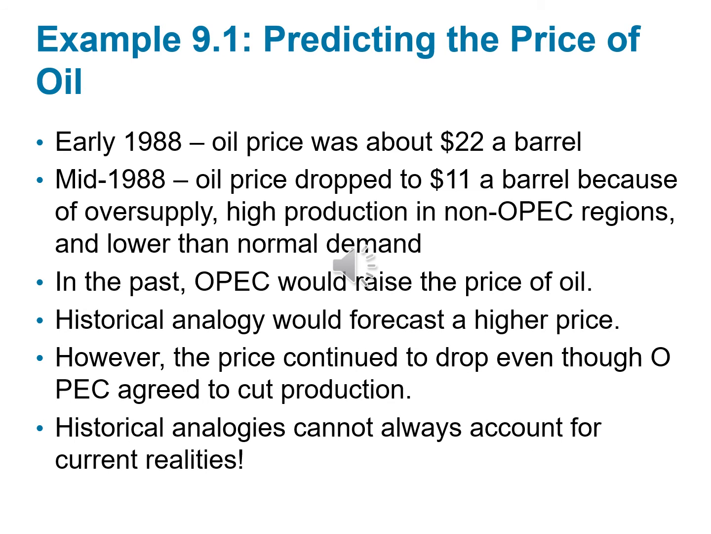Example 9.1, Predicting the price of oil. Early 1988, oil price was about $22 a barrel. Mid-1988, oil price dropped to $11 a barrel because of oversupply, high production in non-OPEC regions, and lower than normal demand. In the past, OPEC would raise the price of oil. Historical analogy would forecast a higher price. However, the price continued to drop even though OPEC agreed to cut production. Historical analogies cannot always account for current realities.